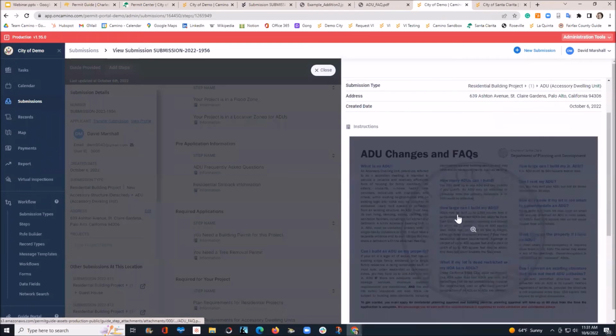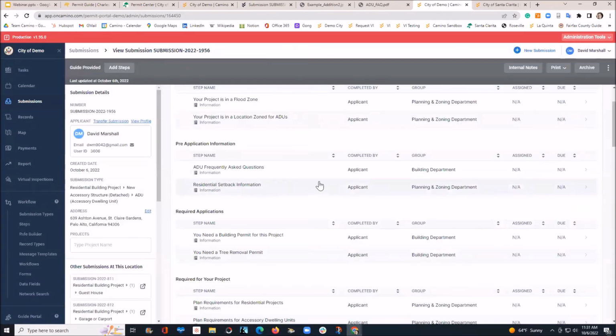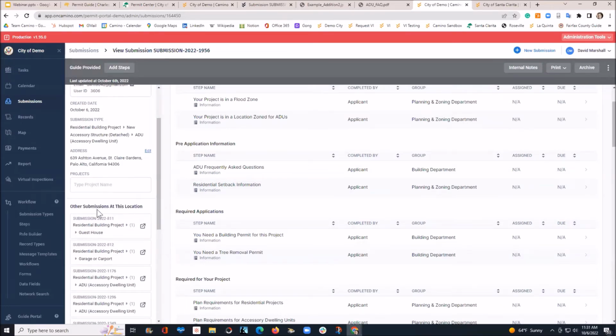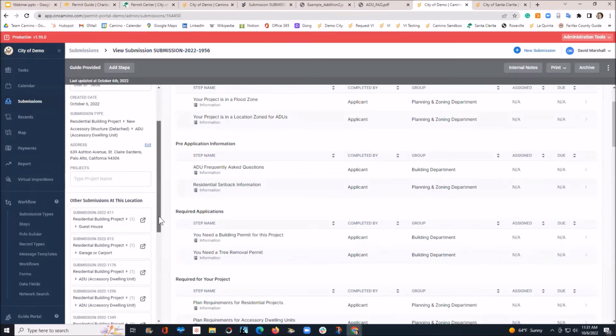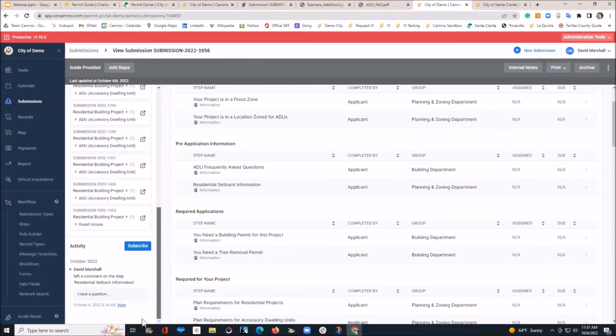Maybe they have a question on what was in here as well. But also you have a backup of what was given to them. And when we talked earlier about sharing that conversation, over here on the side, on the submission details, you have my name and information there, my address. You can also see other submissions at this location. So this is a demo site, so I've used this location a few times.